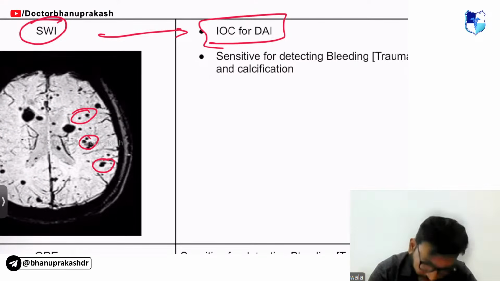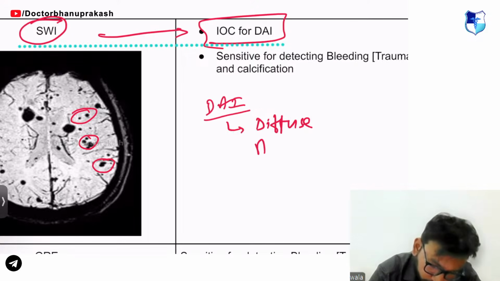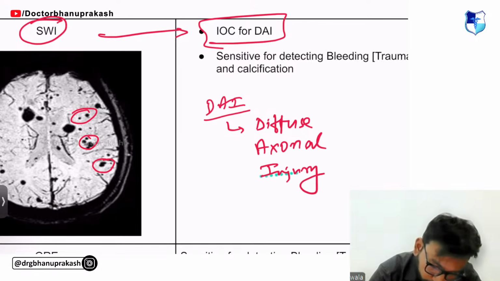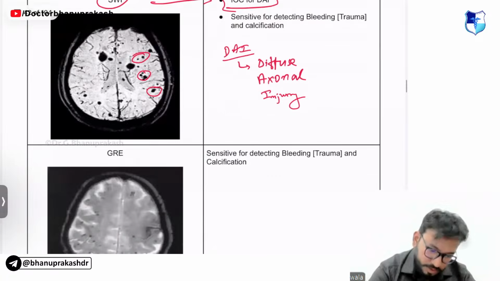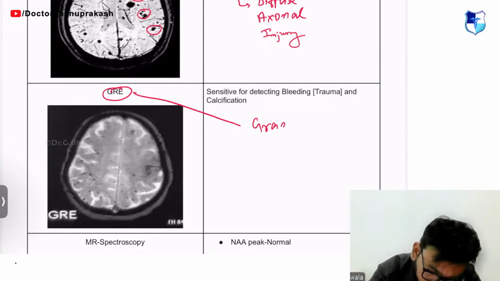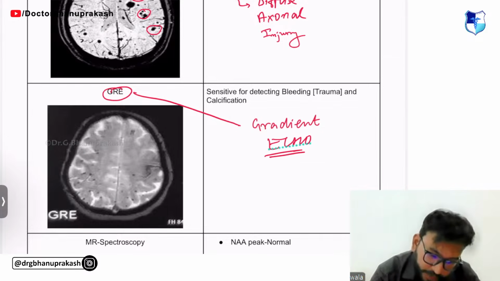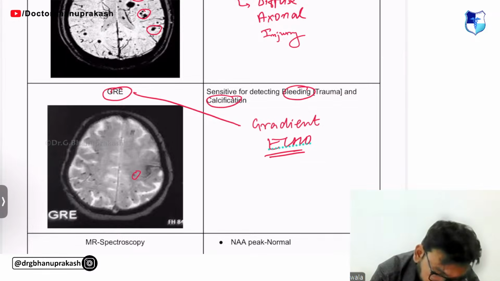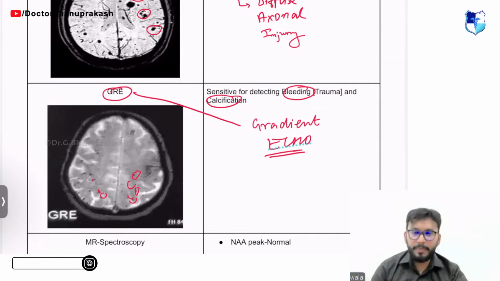So DAI stands for diffuse axonal injury. This is a GRE sequence. GRE stands for gradient echo, guys. This is also a sensitive sequence to pick up bleeding and calcification. Can you see similar black dots? These are also bleeds, micro bleeds that you can pick up on GRE.